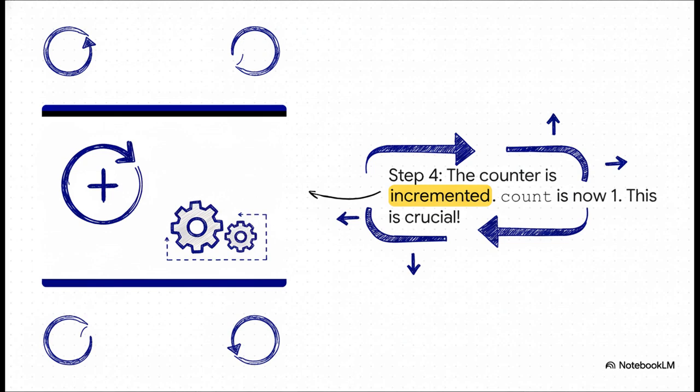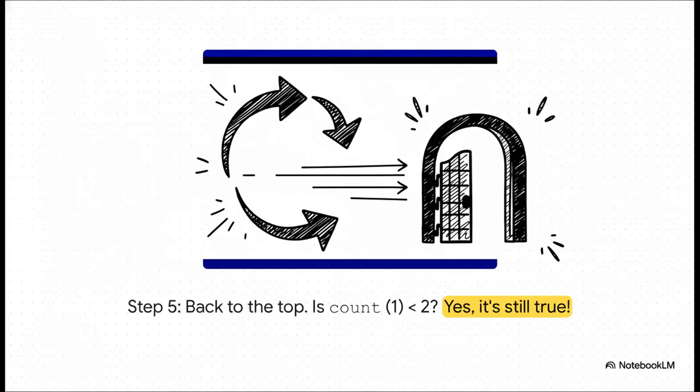And this is so critical, because if we didn't have this line, count would stay at 0 forever, the condition would always be true, and our loop would never, ever stop. That's called an infinite loop, and it's something you really want to avoid. Okay, so we've reached the end of the code inside the loop. What happens now? Well, it zips right back up to the top to check the condition all over again. This time it asks, is count, which is now 1, less than 2? And yep, it sure is.